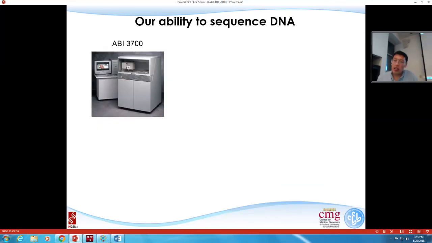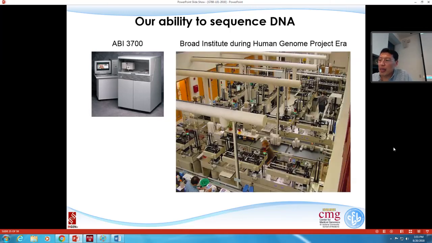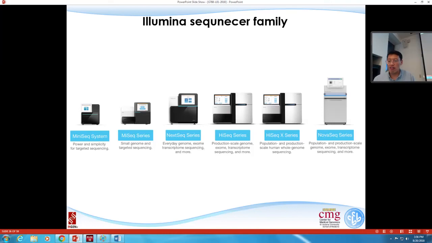Okay, so this is a picture of the ABI 3700. Those were the workforce of the whole Human Genome Project, and this is a picture of the Broad Institute at the end of the Human Genome Project. Each machine there is one of those bigger sequencing machines. And again, our platform here will have the equivalent of a few hundred million to a few billion of those sequencers in one sequencing run. So that's how the technology has evolved.